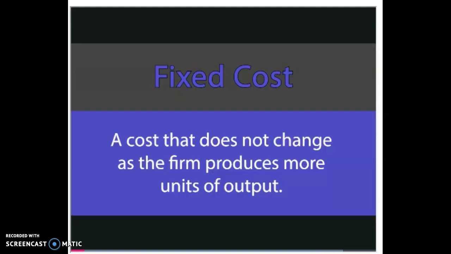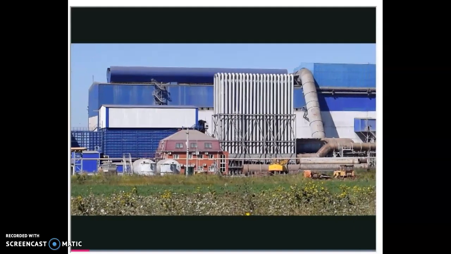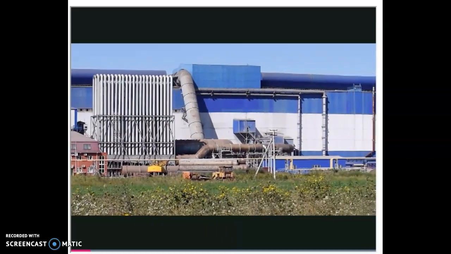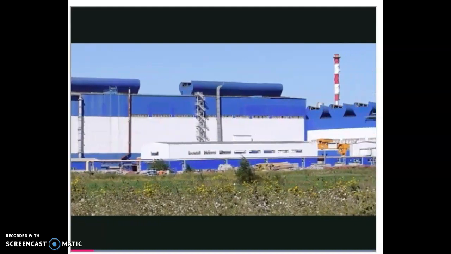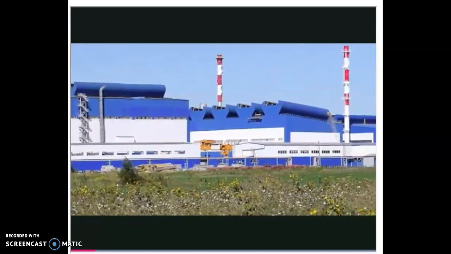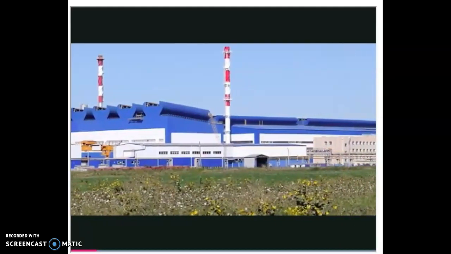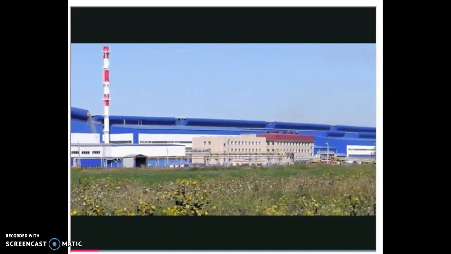A fixed cost is a cost that does not change as the firm produces more units of output. For example, as a firm increases its output in the short run, it doesn't spend more on machinery or rent for its buildings because the firm can only change those things in the long run after current contracts expire and there is time to build more buildings or modify the production line.